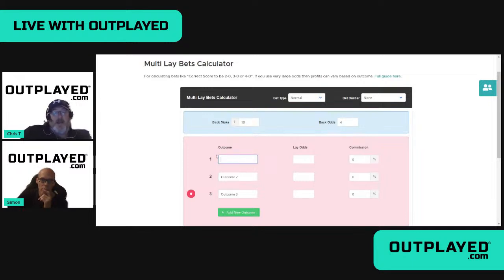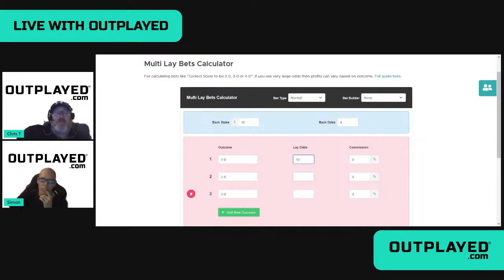So if we were looking at 1-0, 2-0, and 3-0, those are the outcomes being offered by William Hill or whichever bookmaker it would be. We just need to go onto the exchanges and find out from the correct score market what the lay odds are for each of those. Even though we've got back odds of 4, that is because there are 3 possible outcomes for it. So you might see that the lay odds for 1-0 are at 10, for example.